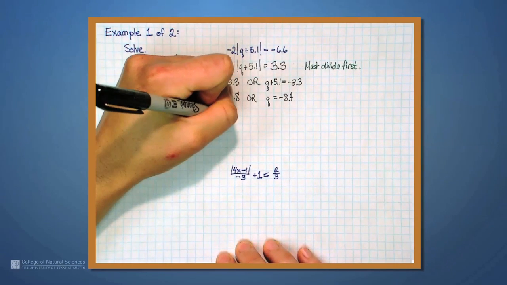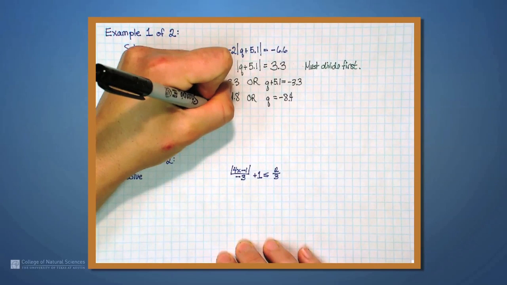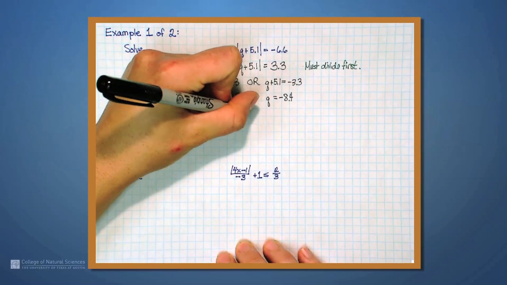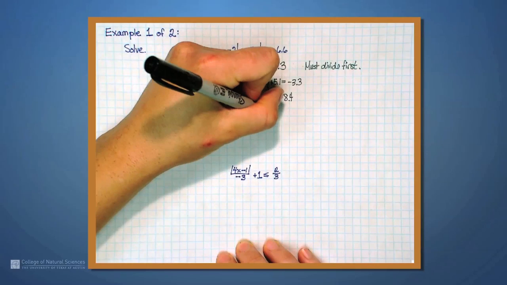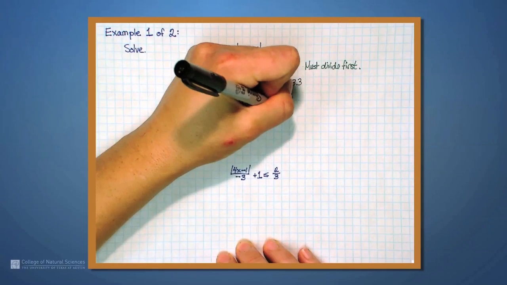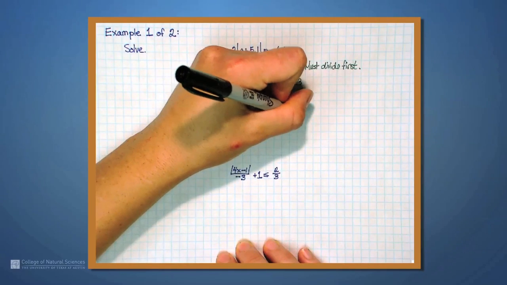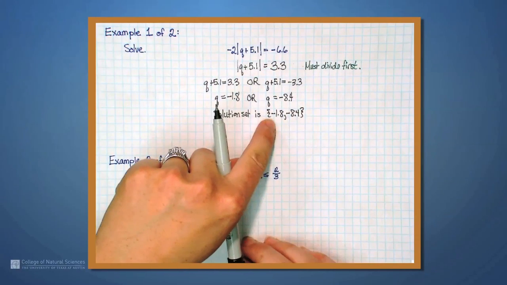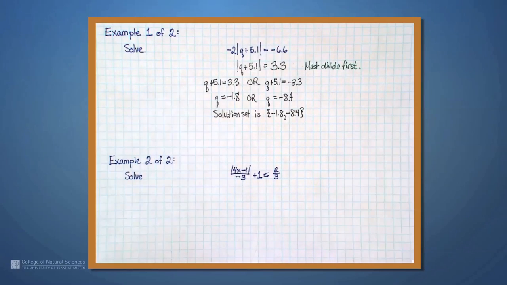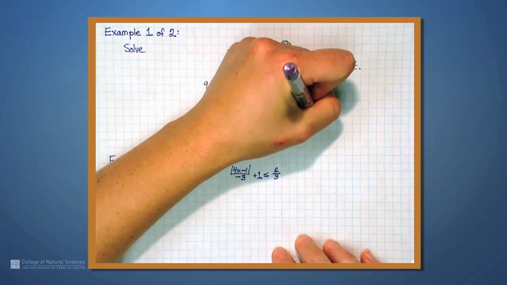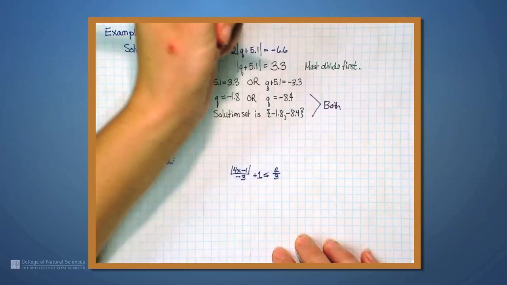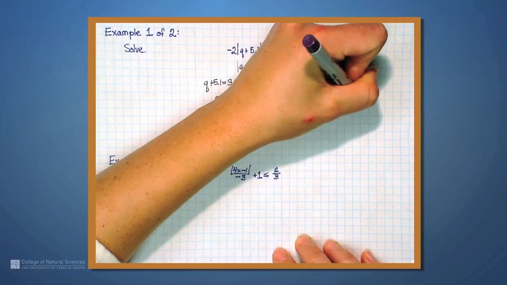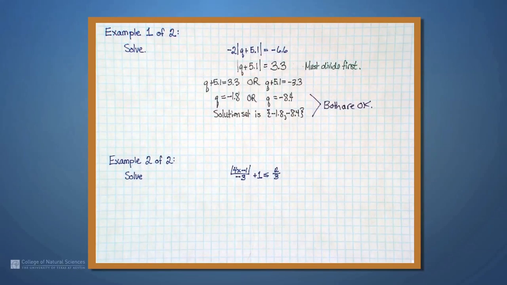All you have to do is say that the solution set is {-1.8, -8.4}. Just get all those little answers that you found, put them in these little curly braces. This means that they're in a set, and there you go. So both answers are okay. Groovy, we did it. Okay, moving on.